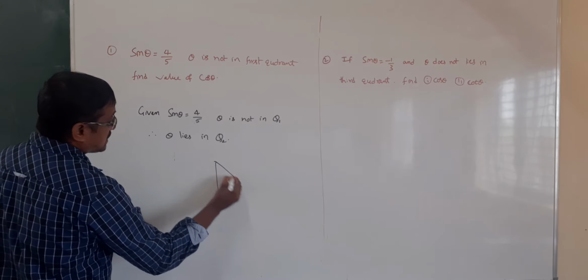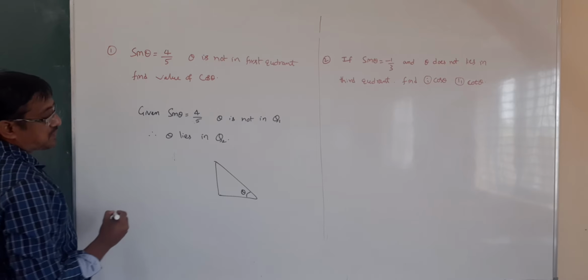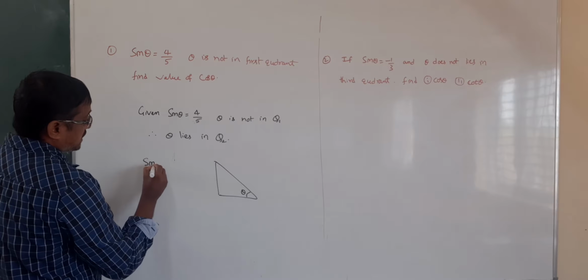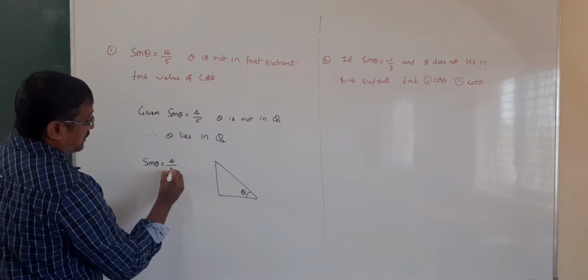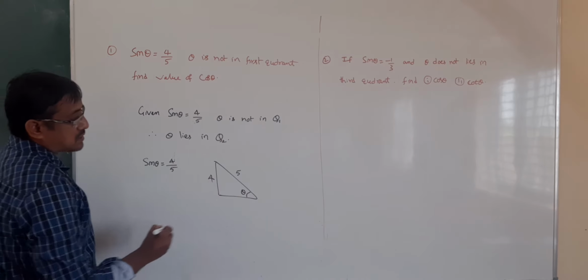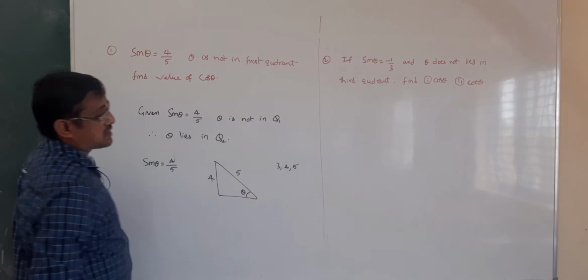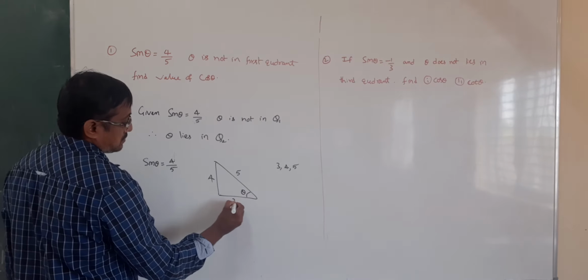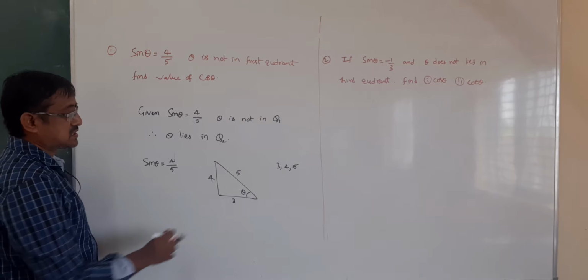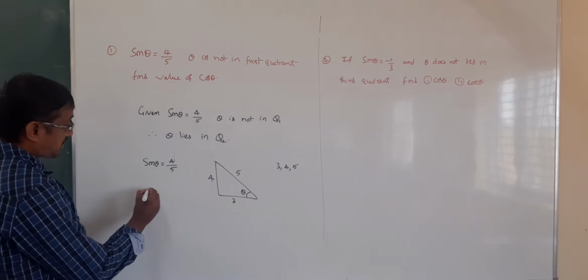For that, let us draw a right angle triangle with unknown angle theta. Now you have sin theta equal to 4 by 5. Sin is opposite side by hypotenuse. Now remember that these are the Pythagorean triples 3, 4, 5. So 3 is the third side.